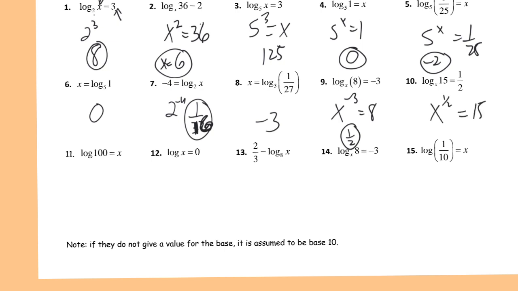A lot of people struggle with this. They're like, I don't know what to do. Okay, what does square rooting do? The 1/2 means square root, I told you. So if you square root a number and you get 15, well, what did you start with? We start with 225.